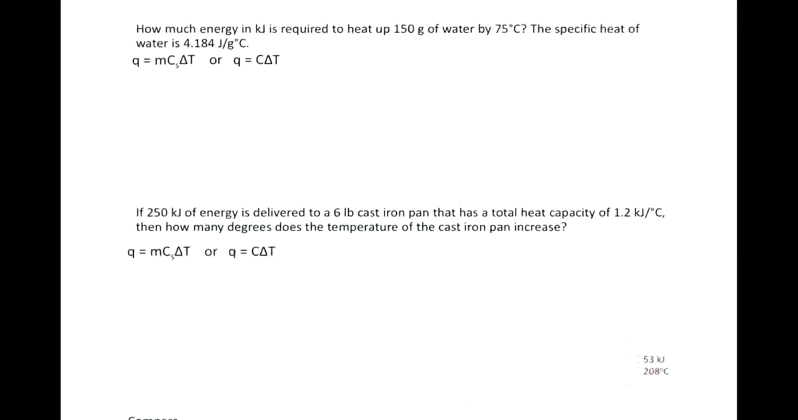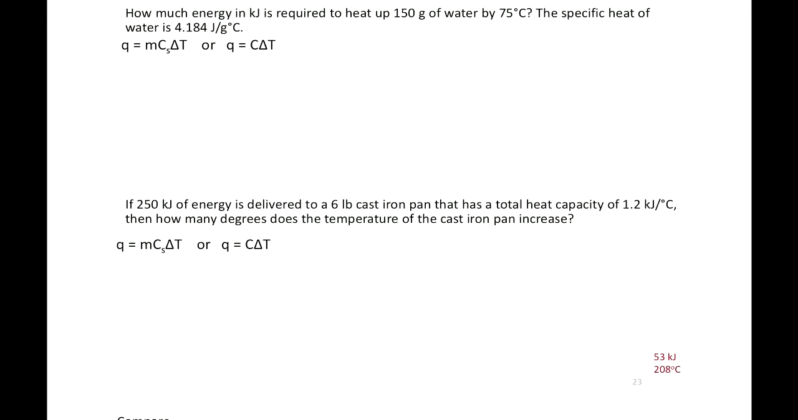All right, so let's do some calculations. Make sure, which equation do we use? Do we use the one with specific heat, or do we use the one with heat capacity? Let the unit tell you. How much heat in kilojoules is required to heat up 100 grams of water by 75 degrees Celsius? That's its specific heat. So what equation do we use? The first one or the second one? The first one, yeah, because I give you specific heat, right? And I give you mass. So we want to use the one with mass in it.